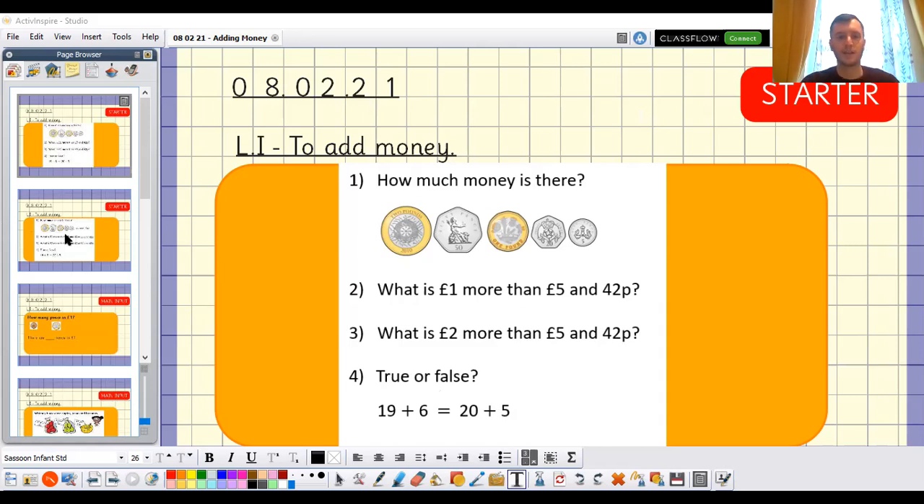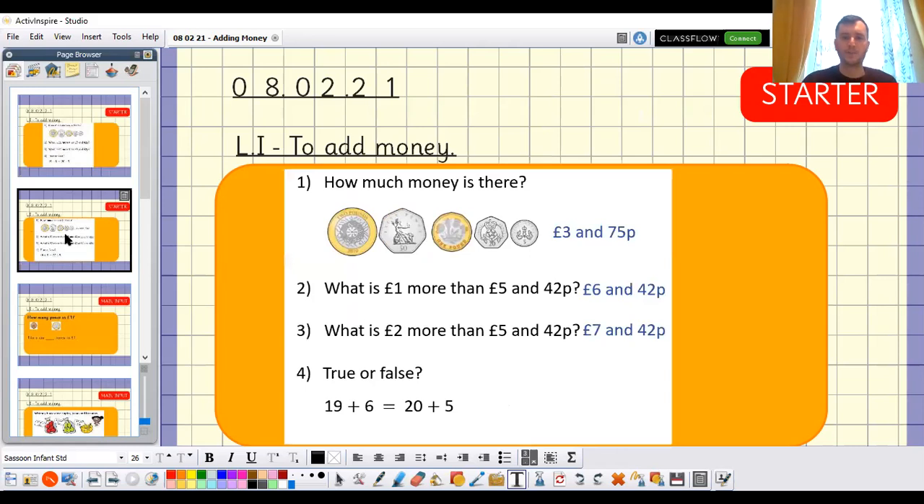So let's look at those together. How much money is here? It's £2 plus £1, which gives me £3, £3.50, £3.70, £3.75. £1 more than £5.42 is £6.42, and £2 more would be £7.42.